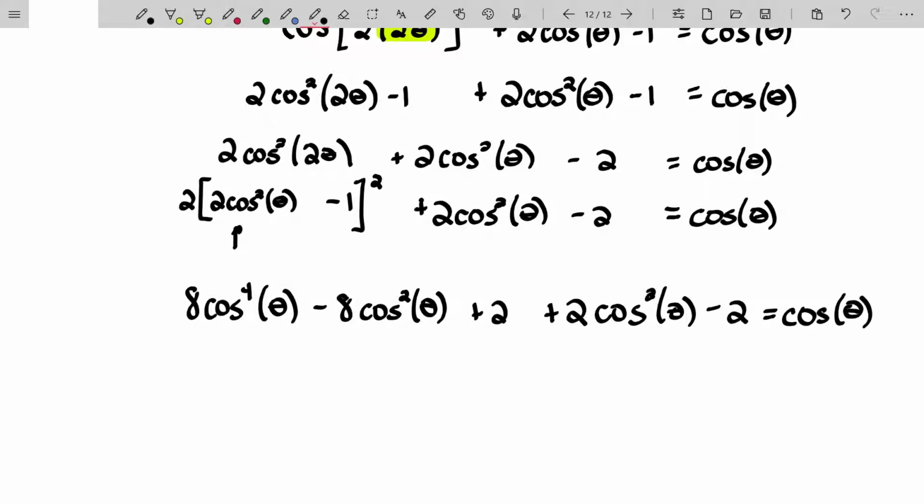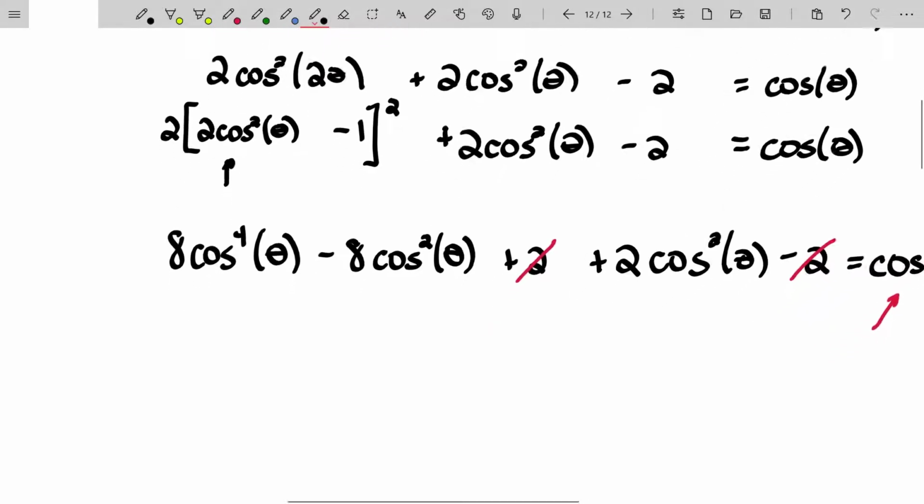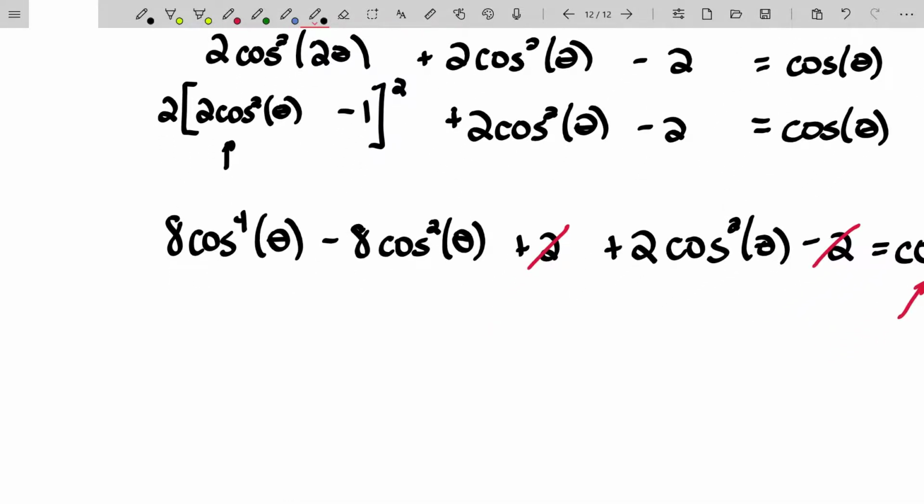And we still have a positive 2 cosine squared of theta, and minus 2 cosine of theta. The nice thing about this, again, total experiment, I didn't know if it was going to work out, but it does actually. Those 2's cancel. I can move that cosine that's on the right hand side over to the left hand side via subtraction, and also I can combine like terms on the left hand side.